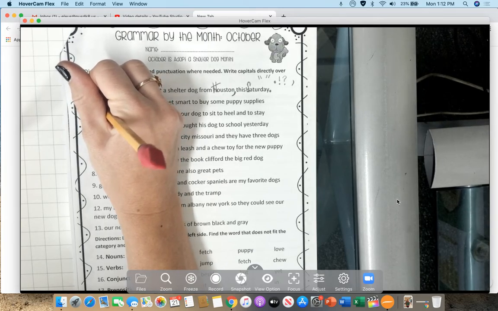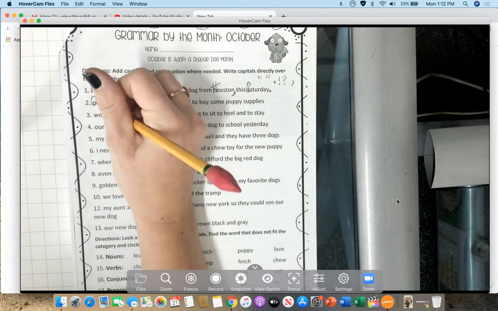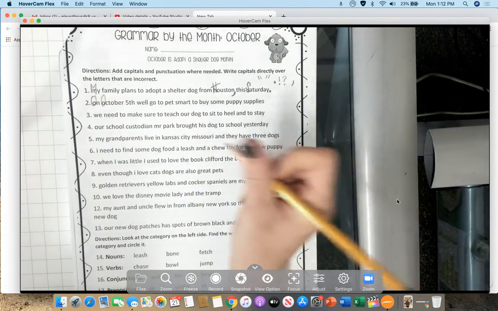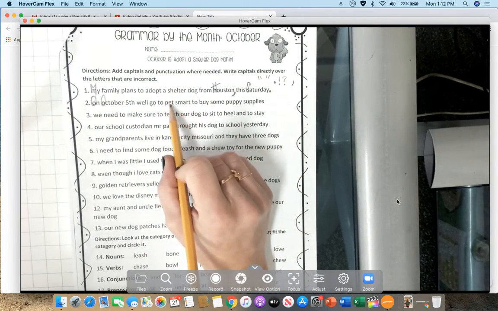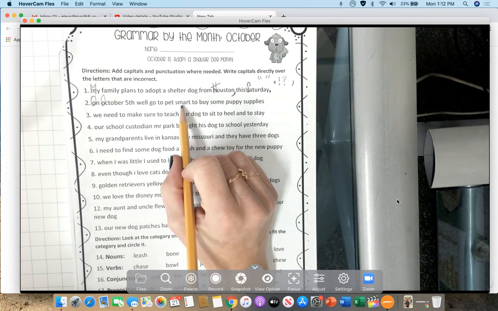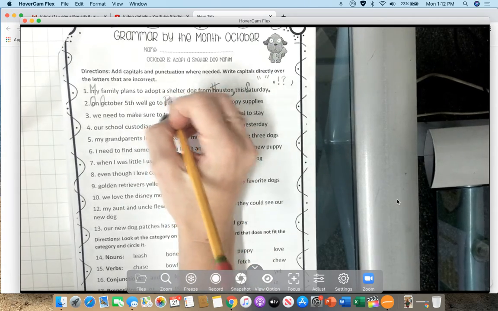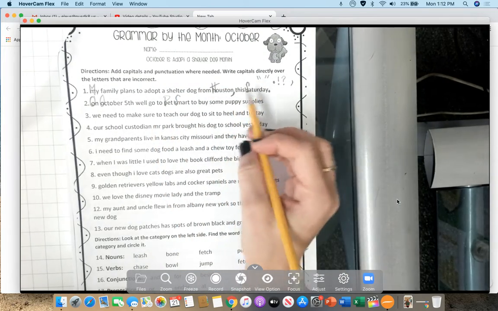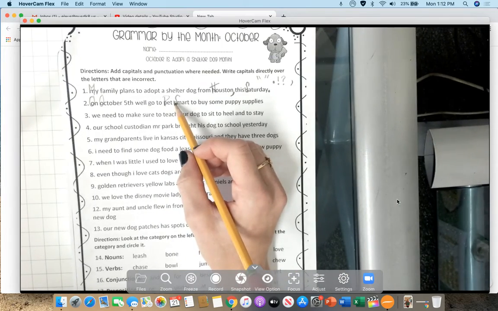We always capitalize the beginning of a sentence. October is the name of a month. That should always be capitalized. We'll go to PetSmart. PetSmart is the name of a store. That's a proper noun. That should be capitalized. PetSmart. To buy some puppy supplies. So for capitalization, that is all we needed.